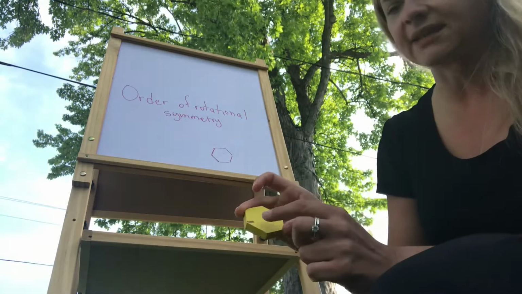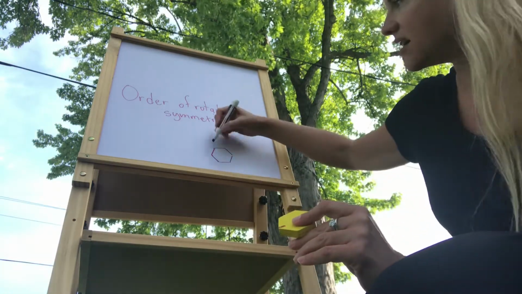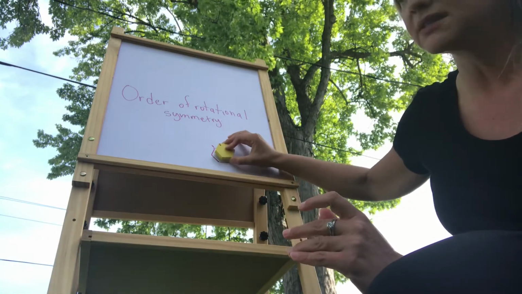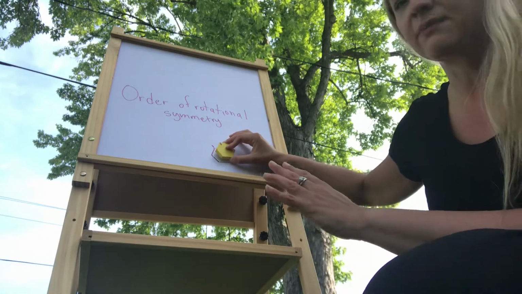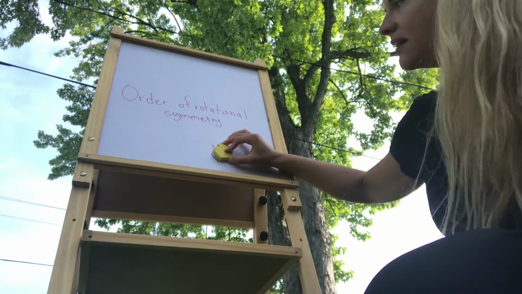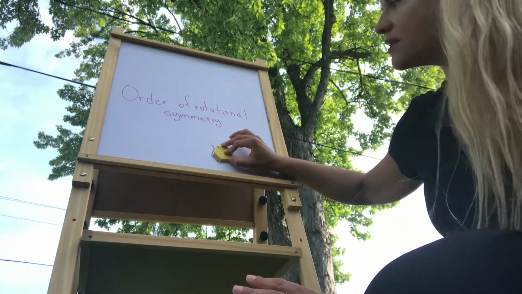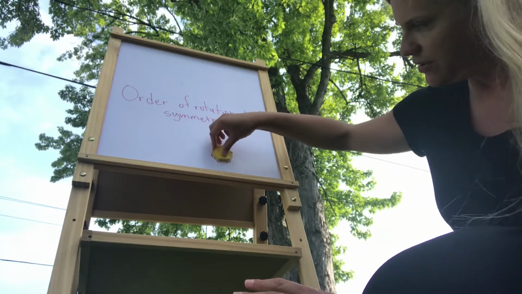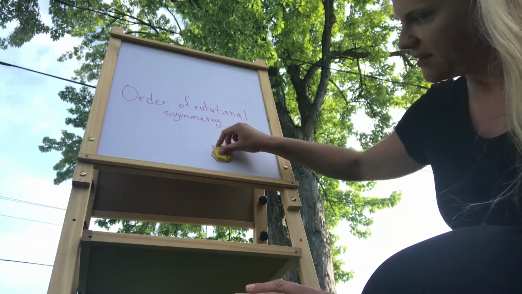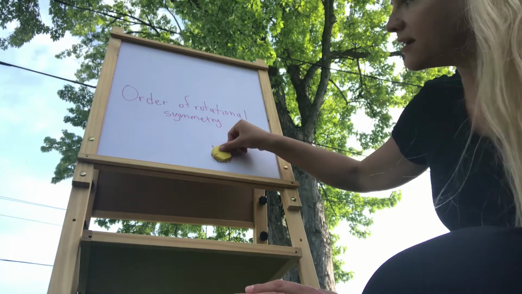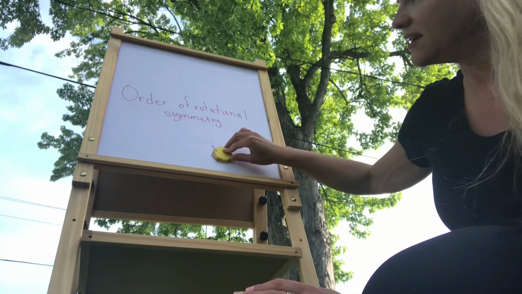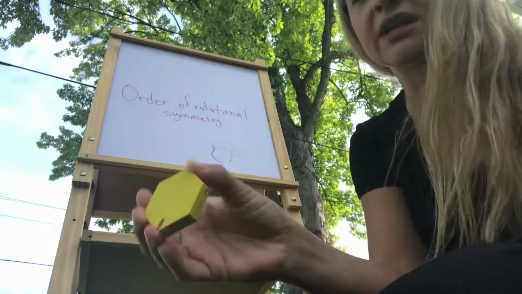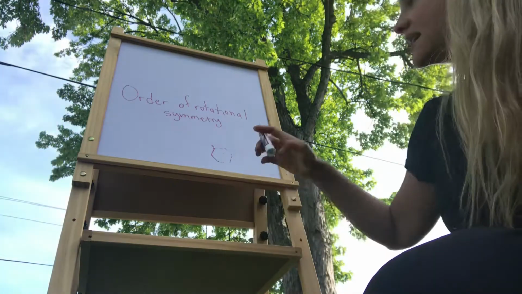So I've got this line right here. I'm going to start with it here, and I'm going to count the number of times it covers the background perfectly on its way around. So we go 1, 2, 3, 4, 5, 6. And that means that the order of rotational symmetry of a hexagon is 6.